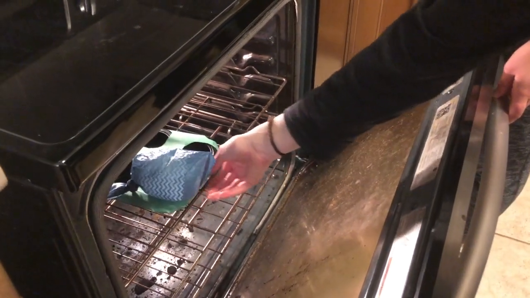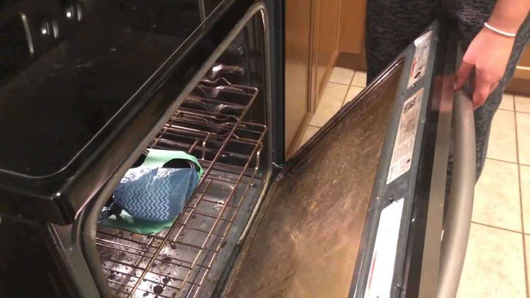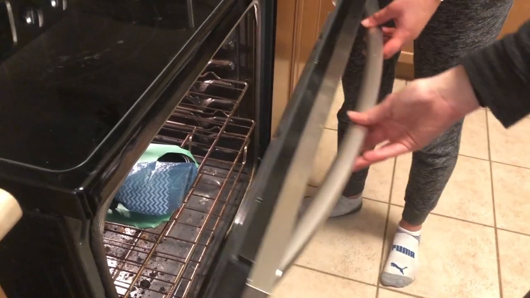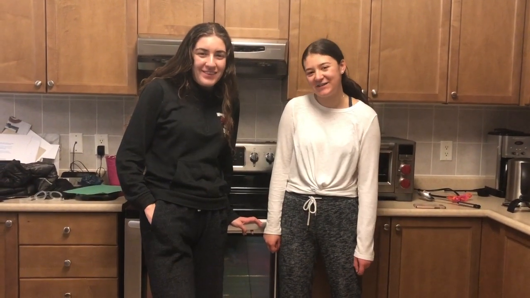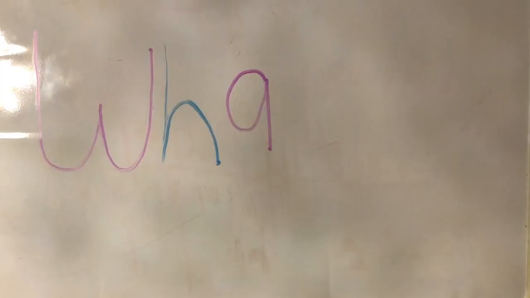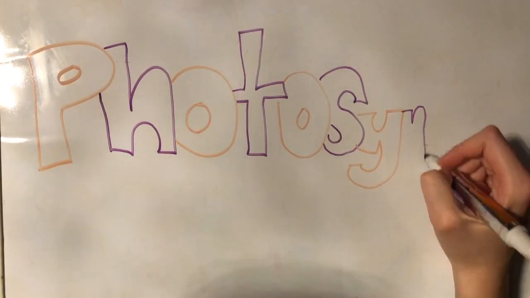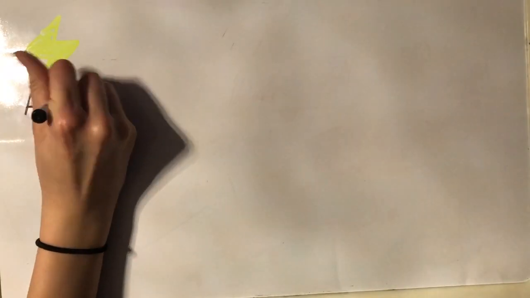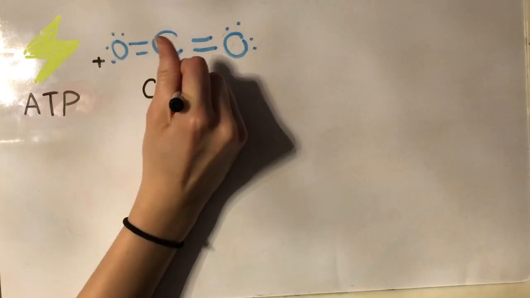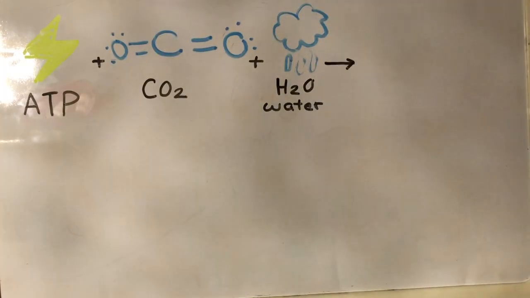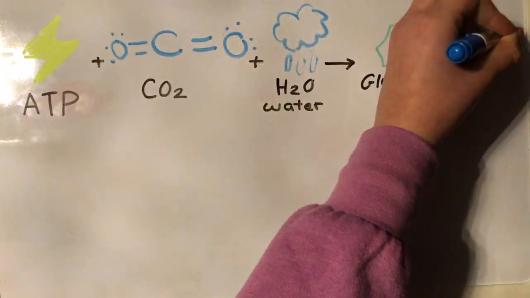In the oven, the chloroplast organelle will be struck by photons of light. While we wait, let's go learn about the light-dependent reactions. What is photosynthesis? The equation for photosynthesis is carbon dioxide plus water plus energy, which comes from the photons of light, which produces glucose and oxygen.